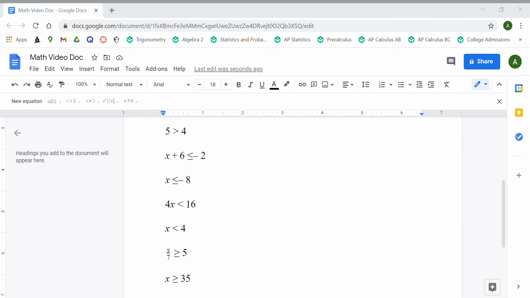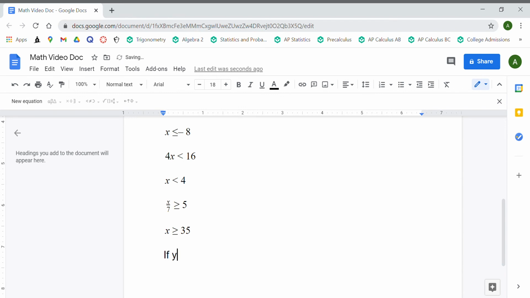Alright, so now I know what you're thinking. You're thinking, we're done. No, I'm not done yet, actually. We are still working on one-step inequalities today. However, there is a catch to using multiplication and division to solve inequalities.